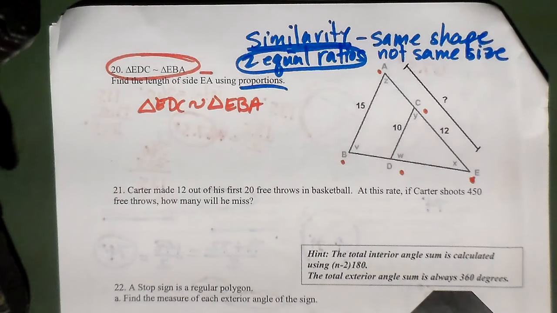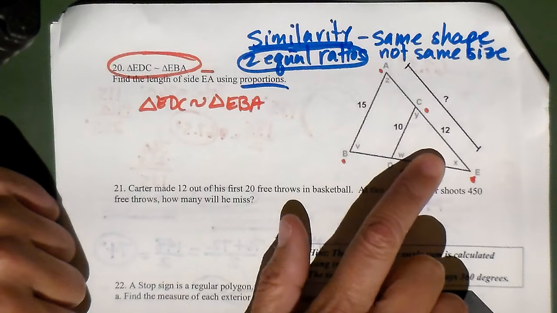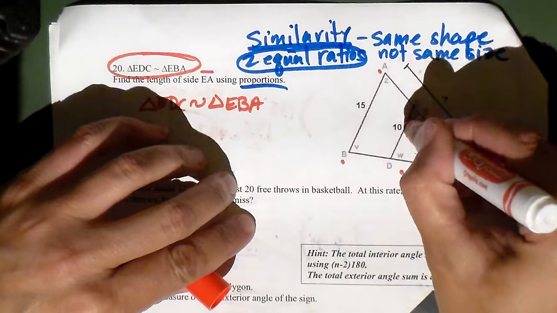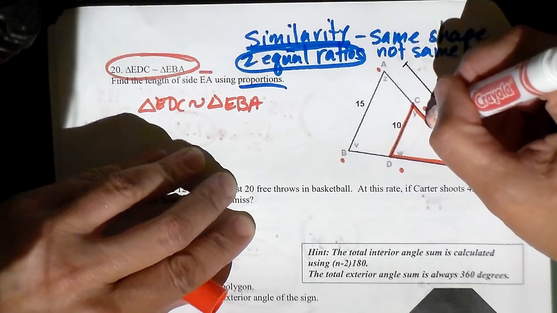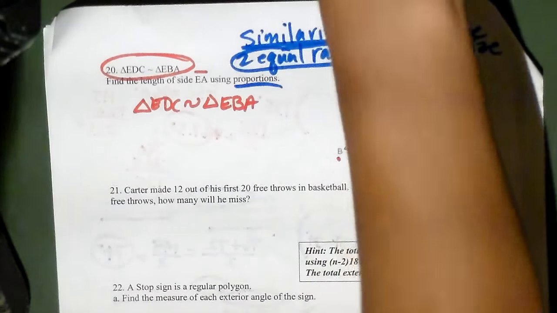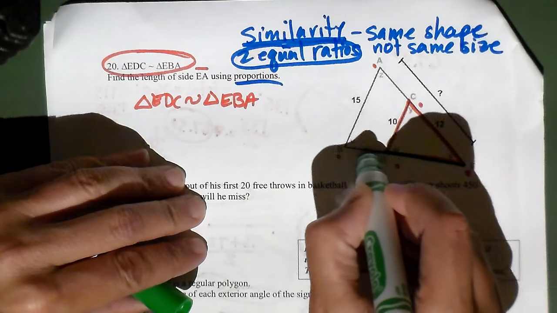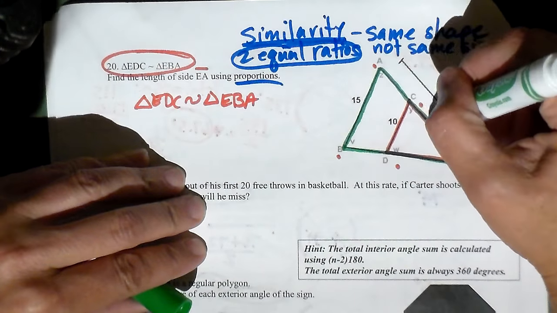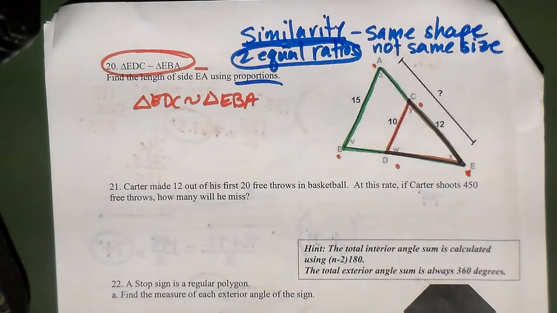So when we do similarity, we're looking for the objects to still be the same shape. I have these two triangles here, and I'm going to put them in color for you. We've got the smaller triangle right here. This is triangle EDC, and that is the same shape as the larger triangle, which is EBA. Those two triangles are the exact same shape, they're just not the same size.